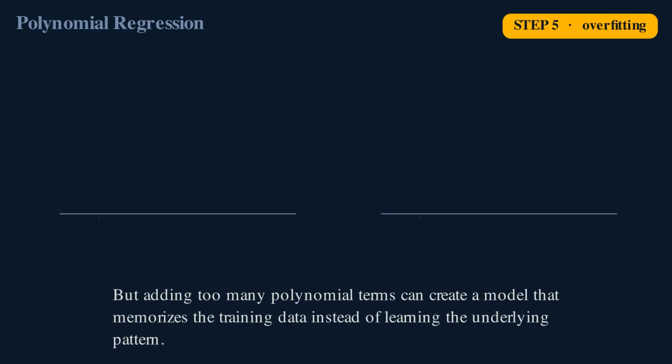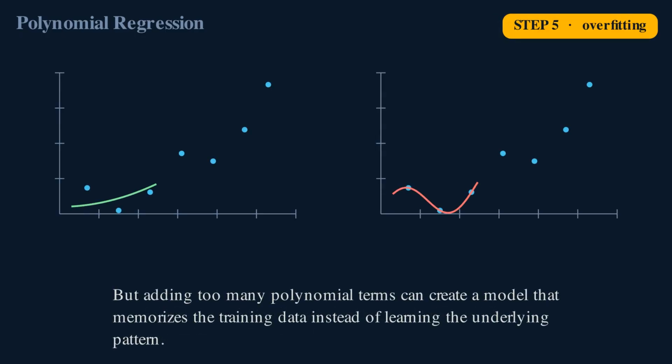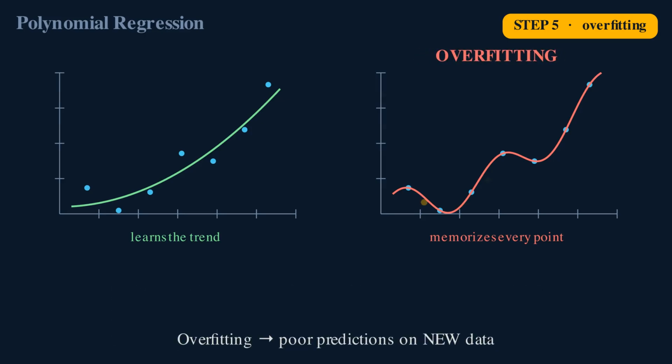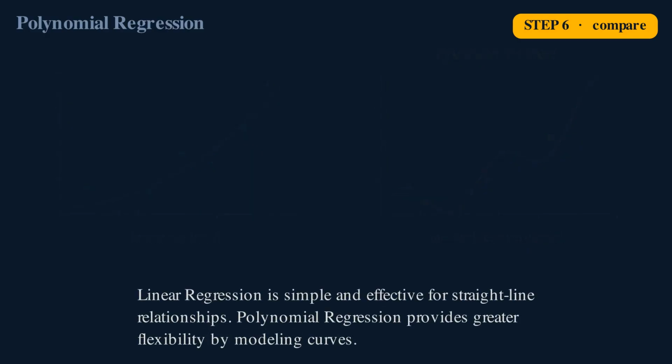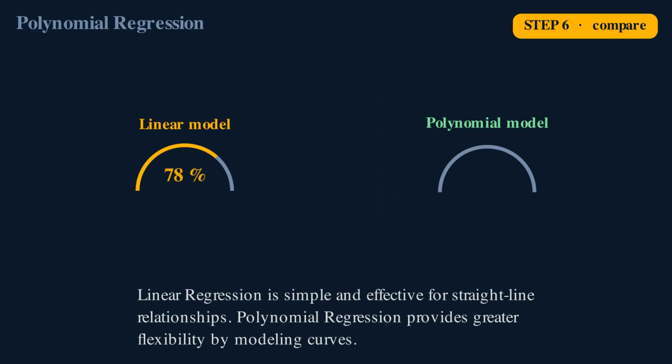But adding too many polynomial terms can create a model that memorizes the training data instead of learning the underlying pattern. This problem is known as overfitting, and it often leads to poor predictions on new data. The cure is discipline. Keep the model as simple as the data allows, and always judge it on data it has never seen.